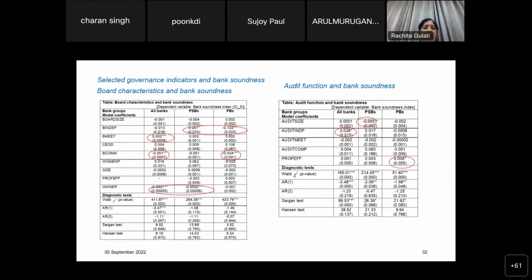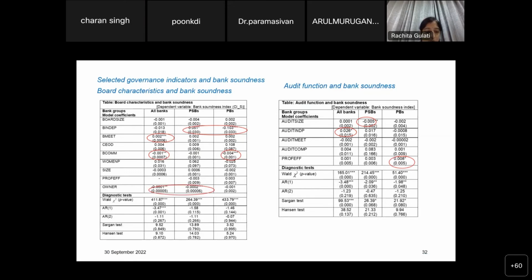Moving to the last subsection of the results that talks about the selected governance indicators and bank soundness, we have chosen to perform a regression econometric model. That is a third econometric model with respect to board characteristics, audit function, remuneration, and risk. With respect to the board characteristics, we have examined the impact of board size, independence, meetings, CEO duality, committees, and the proportion of women directors.